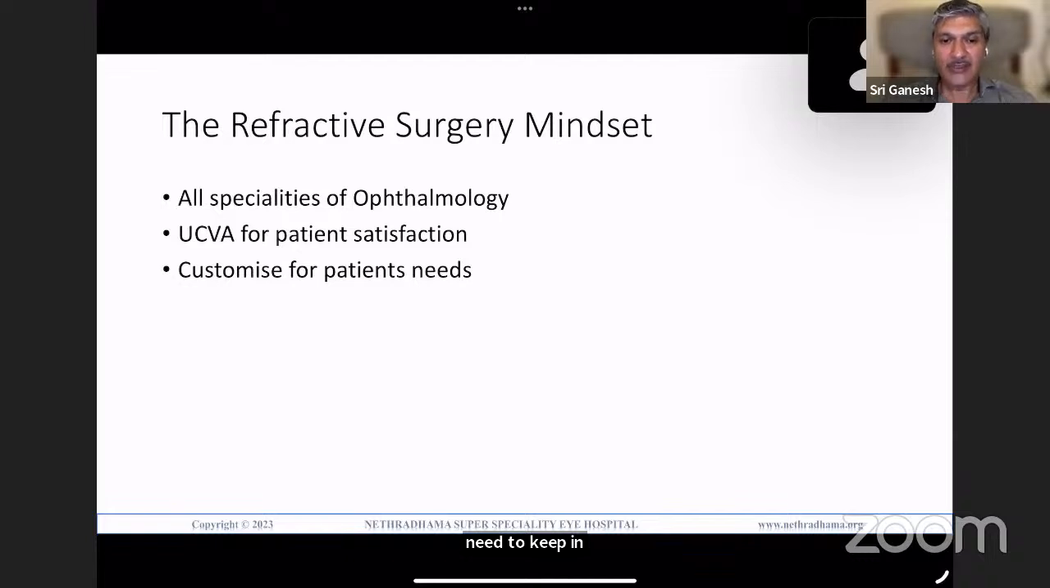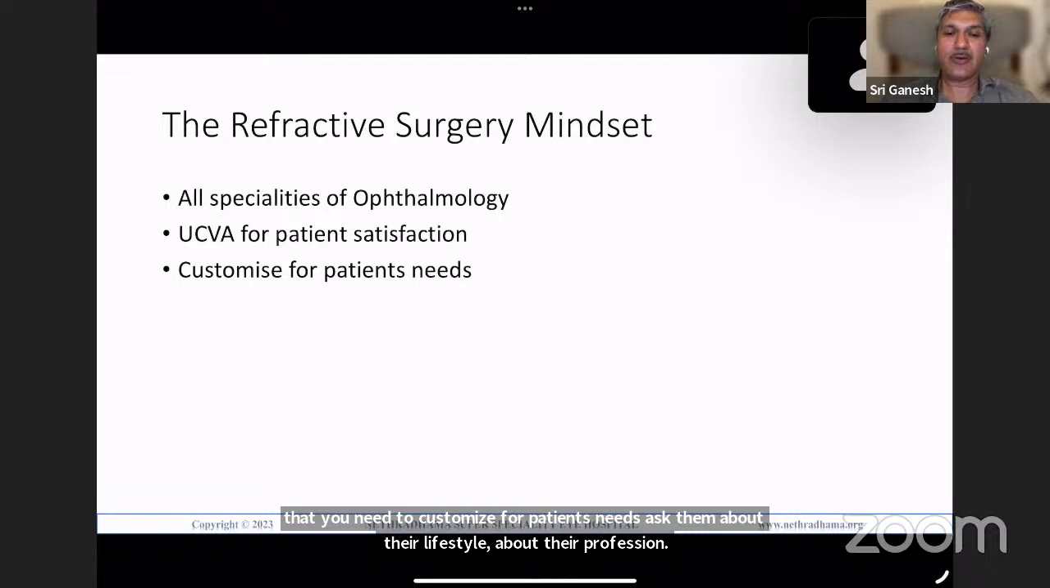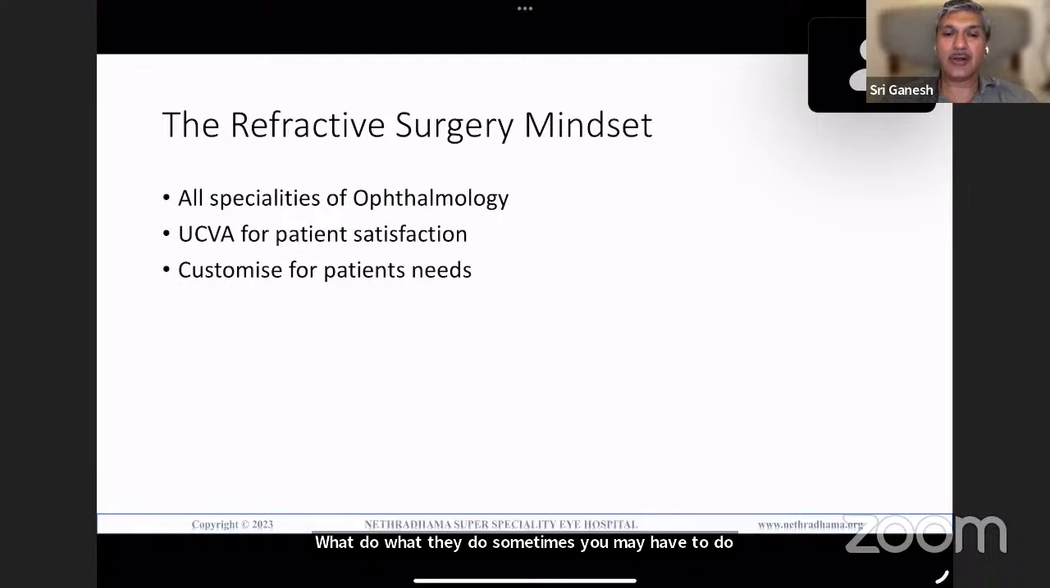Ask them about their lifestyle, about their profession, what they do. Sometimes you may have to do a slight undercorrection or a mini monovision, and these are things that you need to keep in mind. So you have to develop this refractive surgery mindset of giving good uncorrected vision, customizing to patients' needs to see that they are happy and satisfied after the procedure.